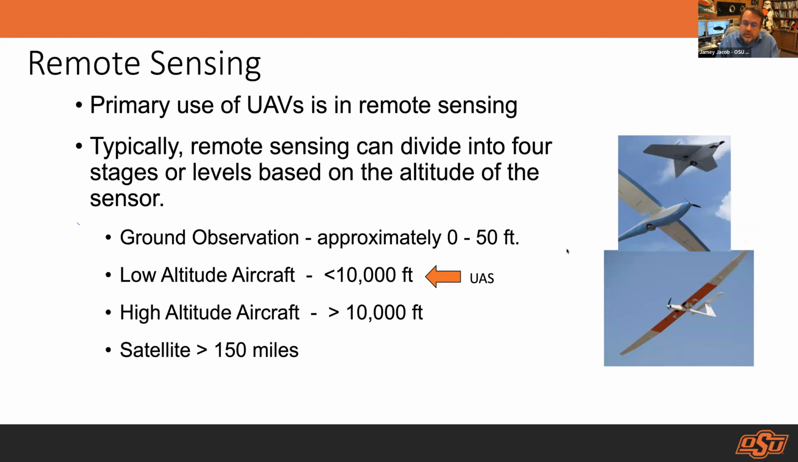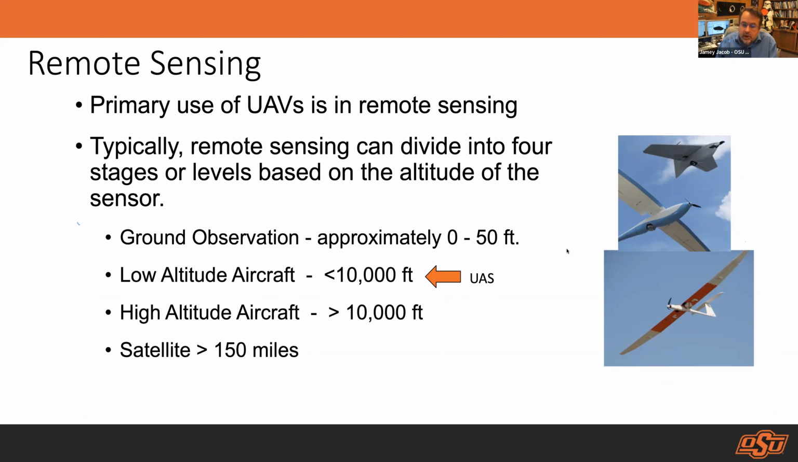You have ground observation, which is using cameras directly on the ground, low altitude aircraft, which are less than 10,000 feet, high altitude aircraft, which typically are going to be manned aircraft above 10,000 feet, and then satellites, which have altitudes of 150 miles and up.